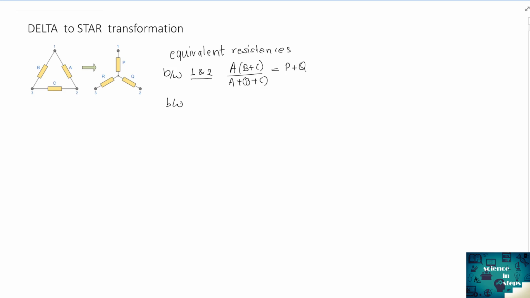Now let's see what is between 2 and 3. Between 2 and 3, we can see that in delta configuration, C is in parallel with a series combination of A and B. So C times (A plus B) divided by C plus A plus B. And in our star configuration, between 2 and 3 we see the resistances are R and Q. Now between 3 and 1. Similarly between 3 and 1 we see that B is in parallel with series combination of A and C. So B times (A plus C) divided by B plus A plus C, and that must be equal to equivalent resistance between 3 and 1 in star transformation, which is simply P plus R.